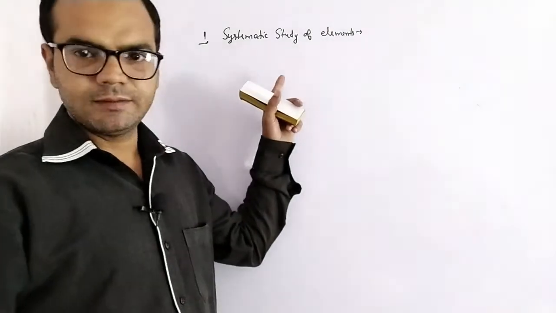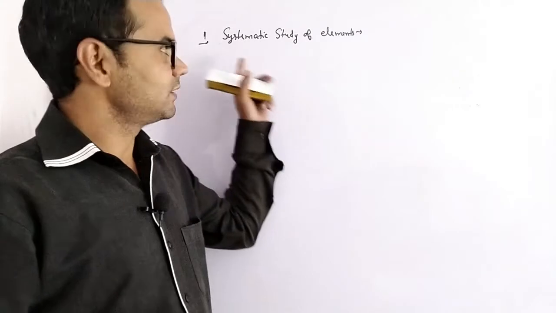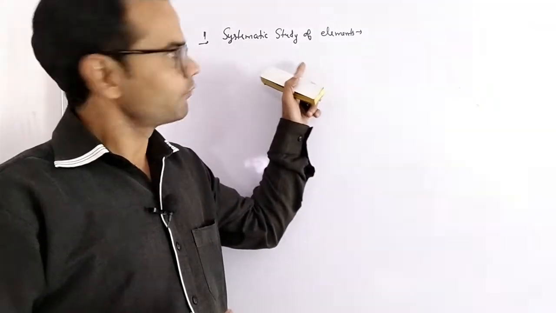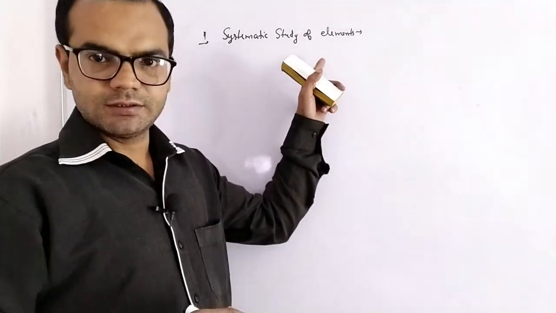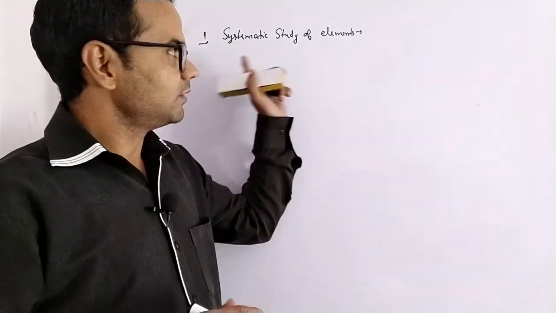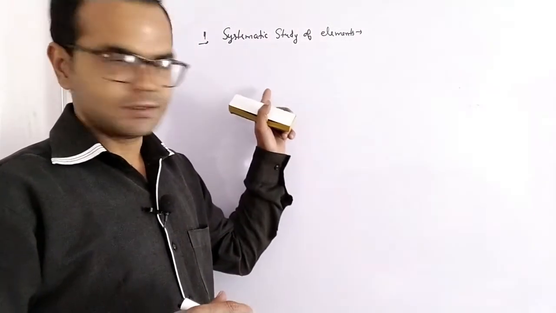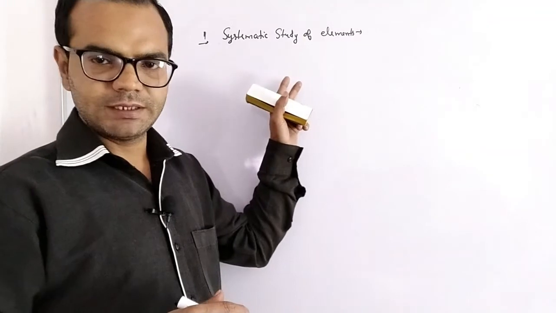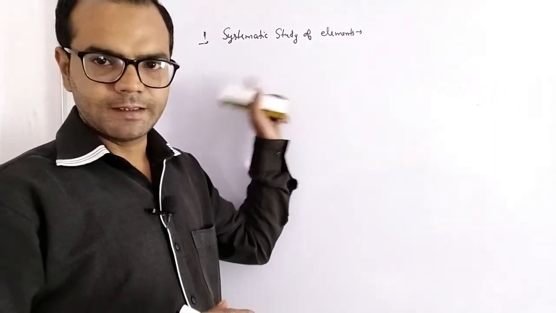After Mendeleev's periodic table, the study of elements became so easy. It was the systematic study of elements for the first time in the periodic development. The group contains elements with similar properties, so the study of elements became easier.